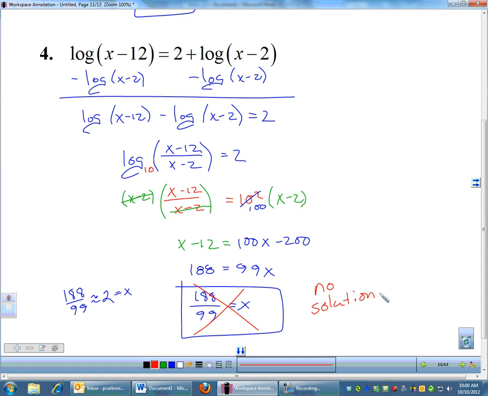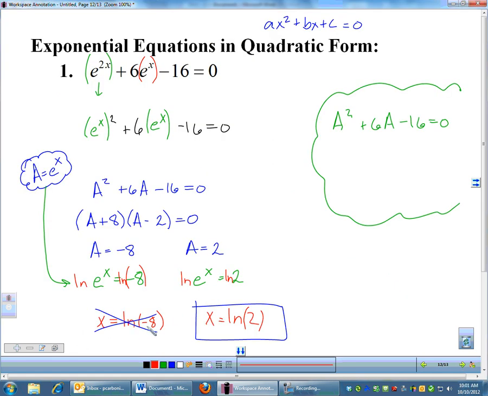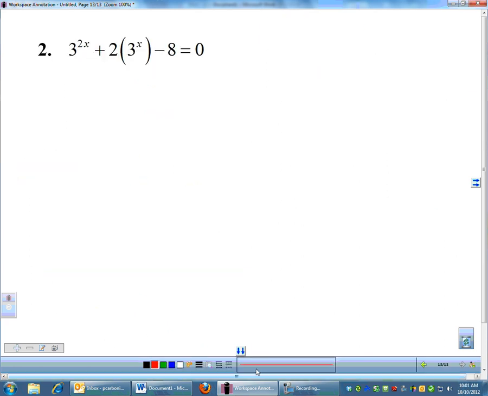All the rest of the problems we did are solutions. I was thinking about that earlier when I was putting the problems together. How are we doing on time? 24? Yep, that's about what I was expecting. So that one actually is no solution because you cannot take the ln or log of a negative number. Same thing on this problem when I got ln of negative 8. You have to throw it out because you cannot take the ln of a negative.